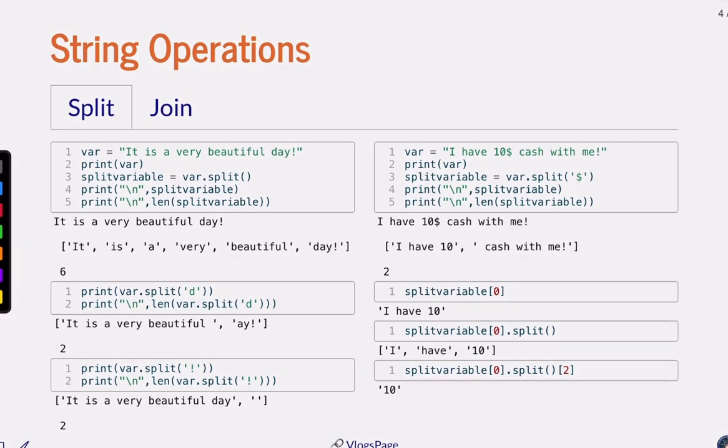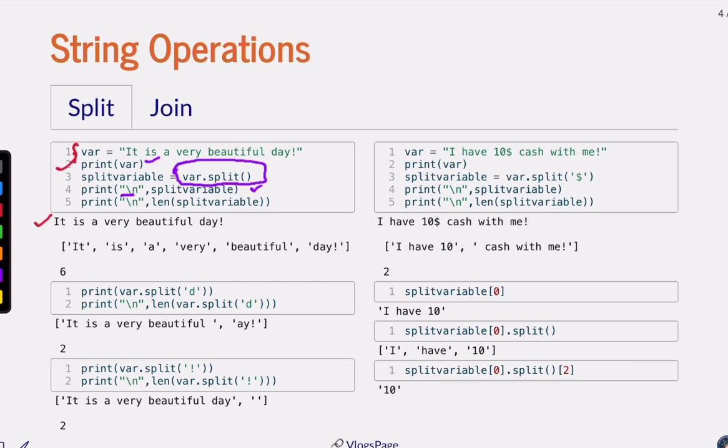So coming to split. Split is about splitting a string. Here you can see it. We have declared a variable as "it is a very beautiful day", and we have printed this variable, which you can see here. In this command, we are splitting the variable with var.split and storing it in a variable split variable. Then we are printing this variable in a new line. I have kept a new line just to give some space between this print statement and this print statement.